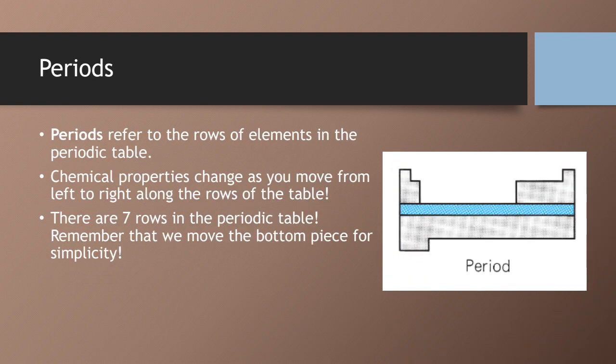Periods refer to the rows of elements in the periodic table. Chemical properties change as you move across the row. This metal does not behave the same as this inert gas. They are different. As you'll see in your labs, the radius of these atoms decreases as you go across. They hold on to those electrons more tightly, which makes them behave differently. Unlike the groups, the periods do not tell you much. They tell you a little bit about how active an element is.